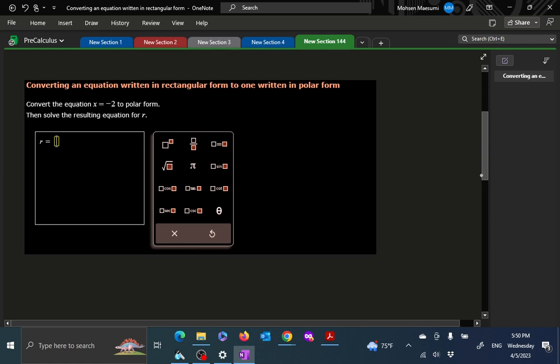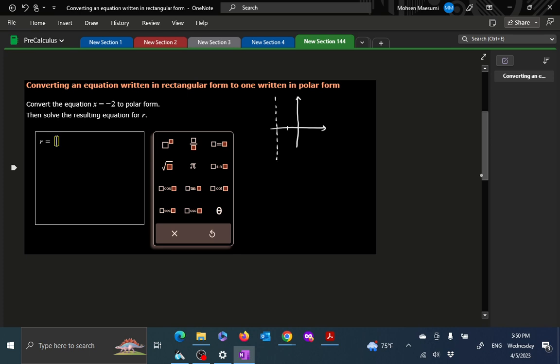The very first question: what's the equation x equal to minus 2 in polar form? You notice that the equation is very simple, and well, it represents a straight vertical line. This is x equal to minus 2.